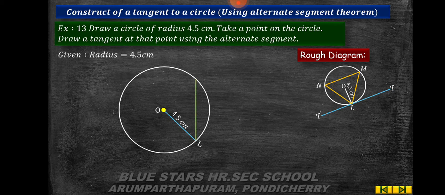Then choose one point on the circumference of the circle, that is your M. Similarly choose another point N on the circumference of the circle. Then join L, M, M, N and N, L. The next step is you have to draw the tangent.